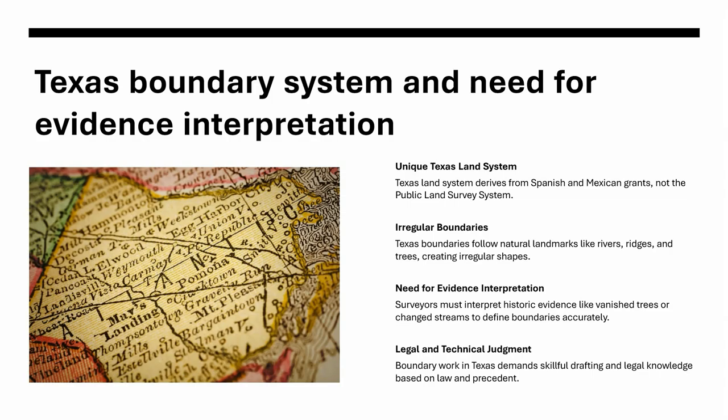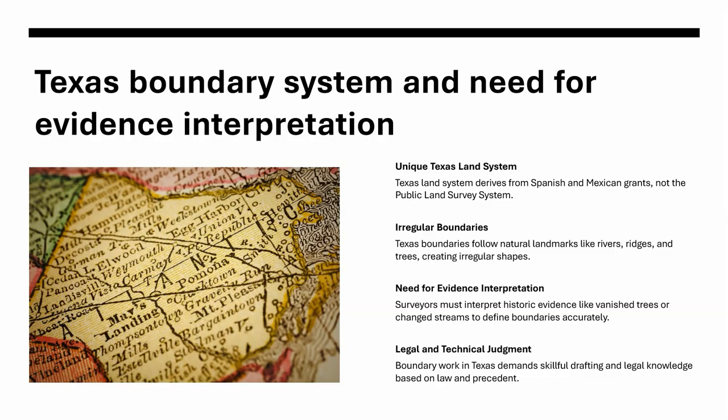I originally began this lecture by reminding you that Texas is not like most other states. Unlike much of the United States, Texas was never brought under the public land survey system. Instead, our land system descends primarily from Spanish and Mexican land grants, confirmed later by the Sovereign Republic of Texas. These grants did not fit neatly into square townships and sections. They followed rivers, ridges, trails, and trees, alive with the land around them.